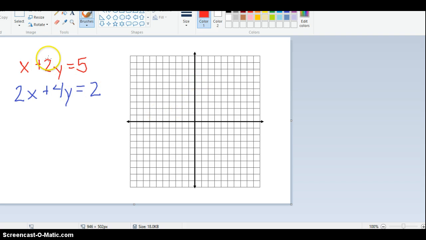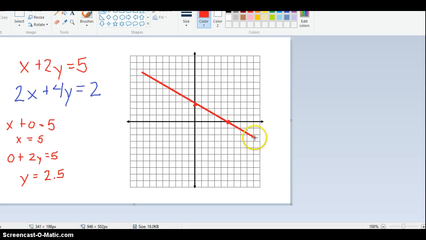We'll just take my x-intercept, which would be where y is 0. So x plus 0 equals 5. So I get a point at x equals 5 where y is 0. Right there. The other one is, if x is 0, what does y equal? Well, y is going to equal 5 halves or 2.5. So we'll put a point at 2.5. And let's make a line through these. Something like that.